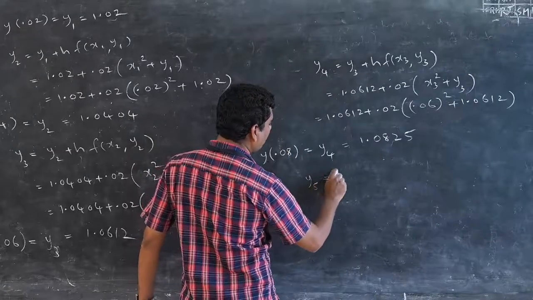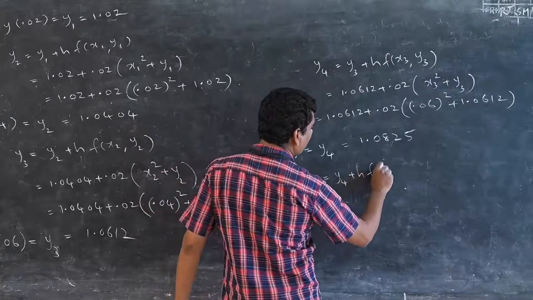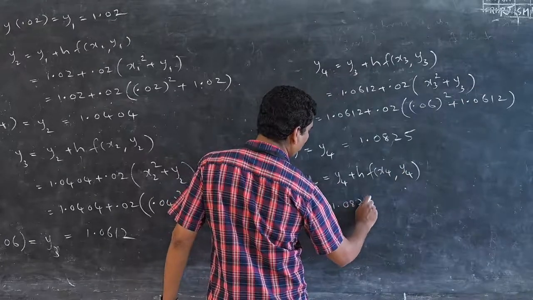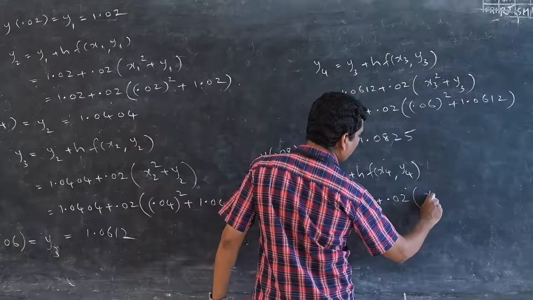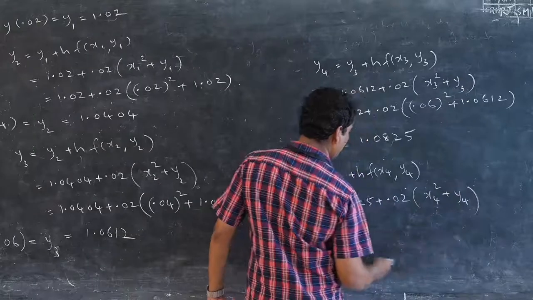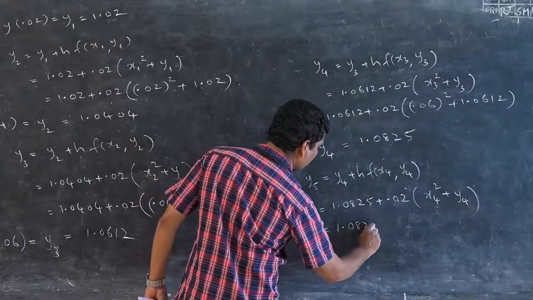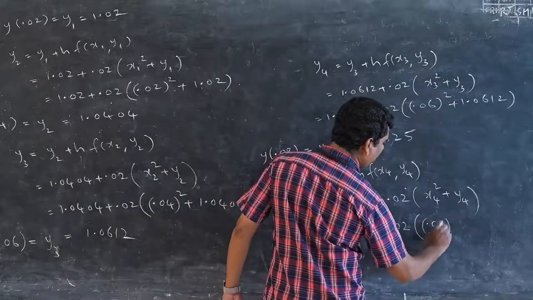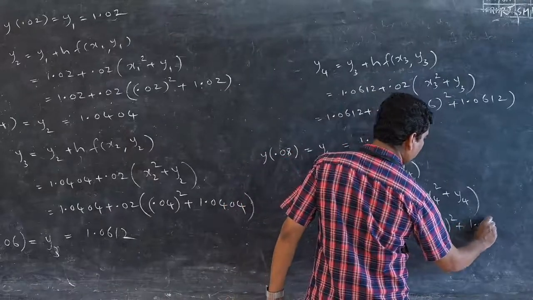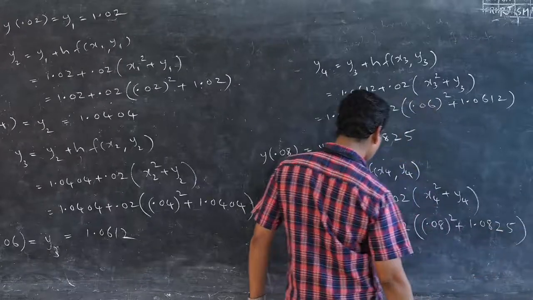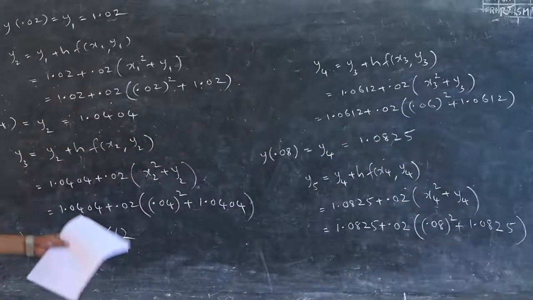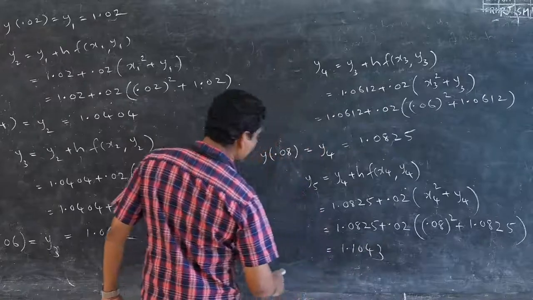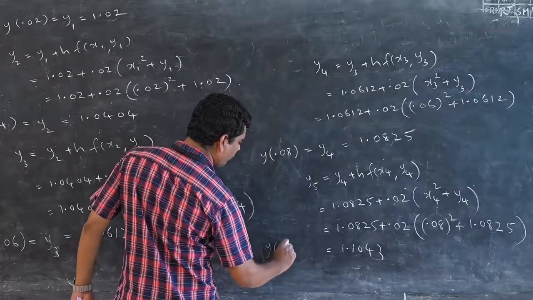Now, y5 is equal to y4 plus h into f of x4 y4, which is equal to 1.0825 plus 0.08 into x4 square plus y4, which is equal to 1.0825 plus 0.02 into x4, which is 0.08 square, plus 1.0825. Calculate the value of this using a calculator. We get 1.1043. This is y of x5, y of 0.1.